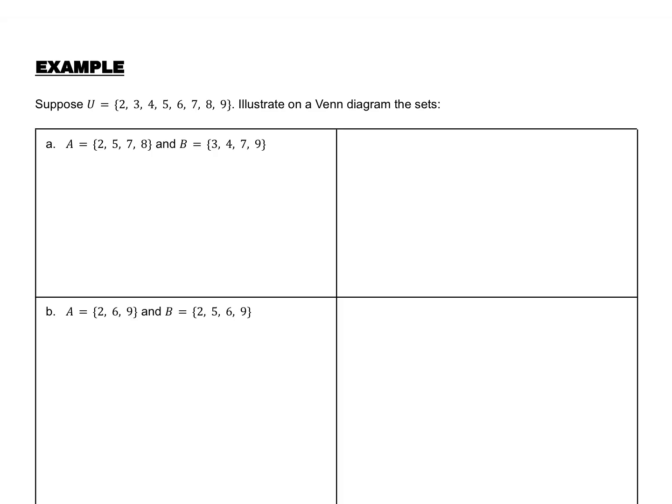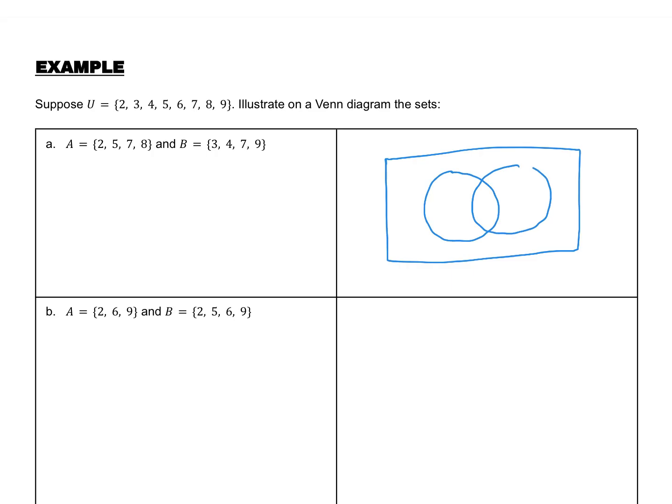Suppose U, which is our universal set, is comprised of the numbers 2, 3, 4, 5, 6, 7, 8, and 9. We want to illustrate those sets on the Venn diagrams below. So let's look at question A. It says that set A has the numbers 2, 5, 7, and 8, and set B has the numbers 3, 4, 7, and 9. So remember, we always draw our universal set inside of a box or rectangle. And normally we have two circles. I'm going to label this circle set A, and set B.